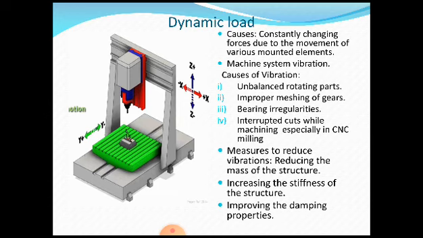Whenever this happens, there is a continuous change in the cutting force, because different tools will come and have different cutting forces. This is responsible for causing a dynamic load, which can produce vibrations in CNC machines. So that is why machine system vibration is one of the effects of dynamic load, due to the continuous change of cutting forces. Now it can cause what? Vibration. Why is the vibration caused?